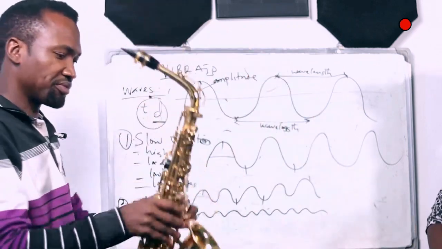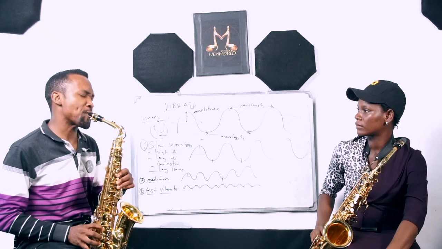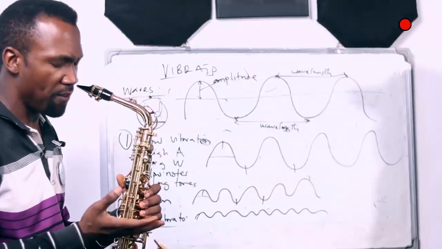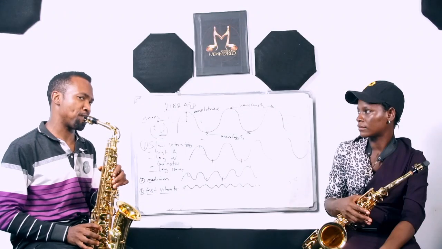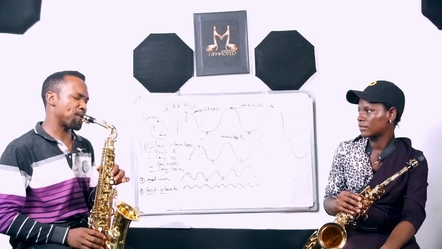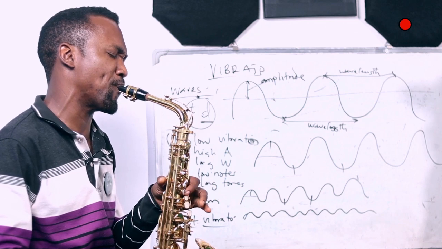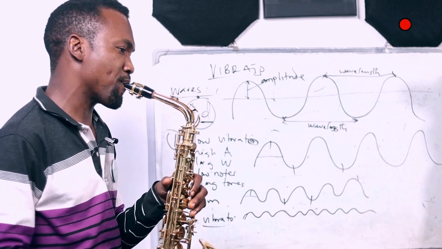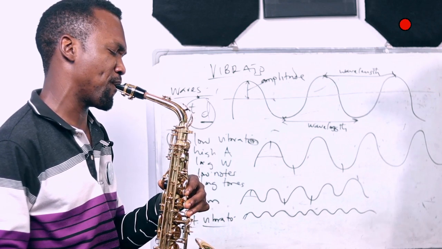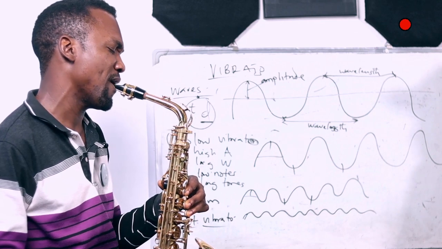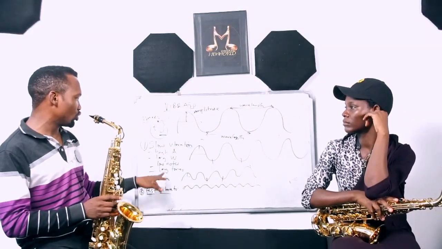Let me quickly demonstrate. So now, let me really demonstrate this to you and the difference. Now, if I'm on the slow vibrato, it's like this. Notice as I was getting up, the speed of that vibrato began to increase to the medium. Let us demonstrate these three vibratos looking at the long notes.